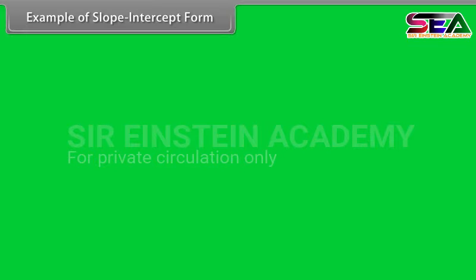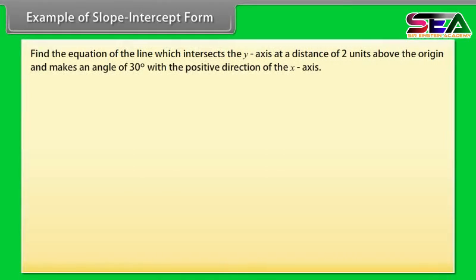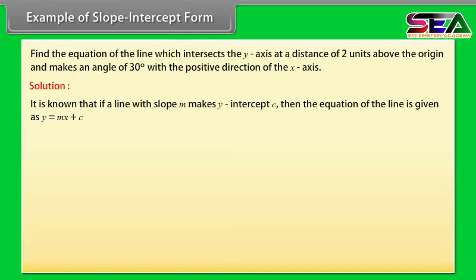Example of slope-intercept form. Find the equation of the line which intersects the y-axis at a distance of 2 units above the origin and makes an angle of 30 degrees with the positive direction of the x-axis. Solution. It is known that if a line with slope m makes y-intercept c, then the equation of the line is given as y equals mx plus c.